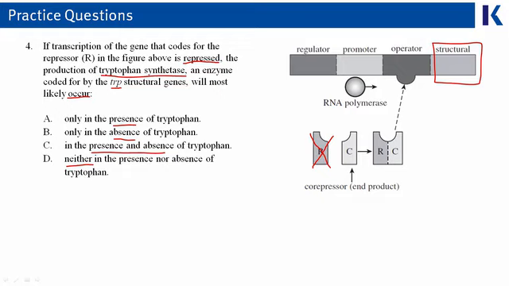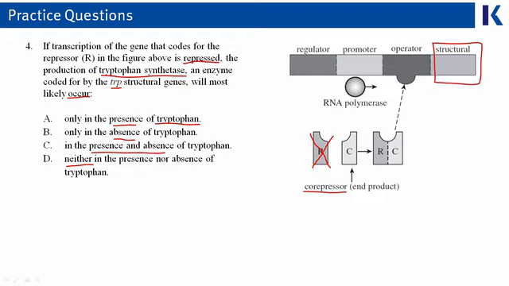So they follow that sort of programmatic language. Now, before you pick an answer, remember the reason why they're saying presence and absence of tryptophan in these answer choices is because we learned in the figure that this co-repressor, that is tryptophan. So will the structural gene get coded when the tryptophan is around or not, or both, or neither?